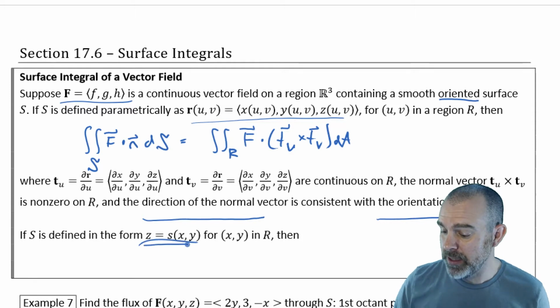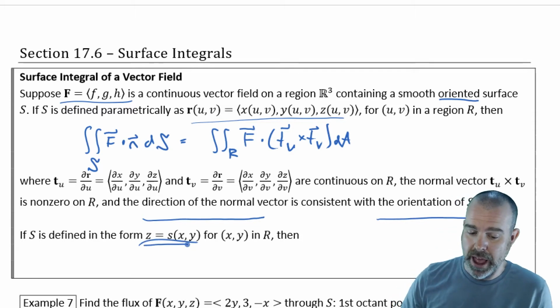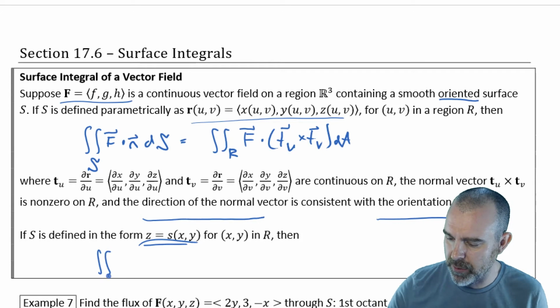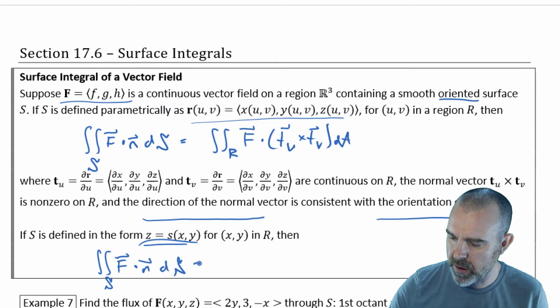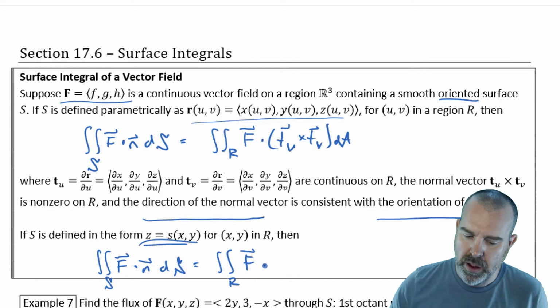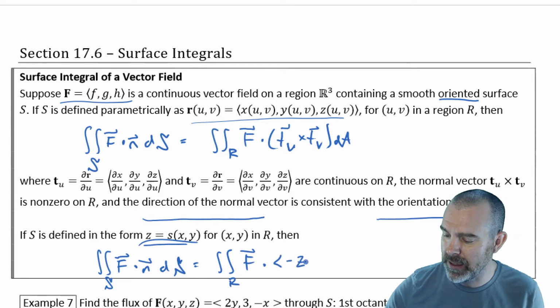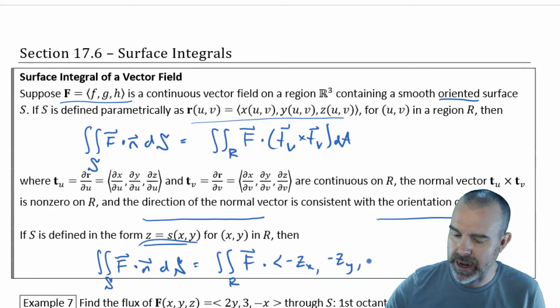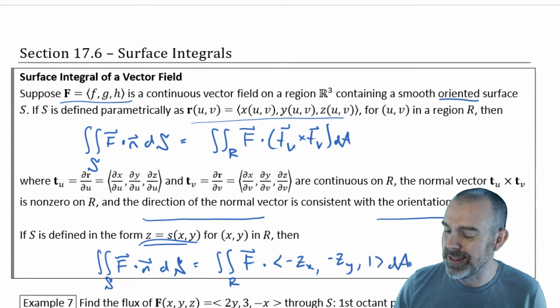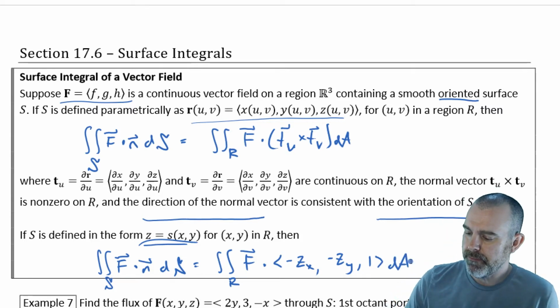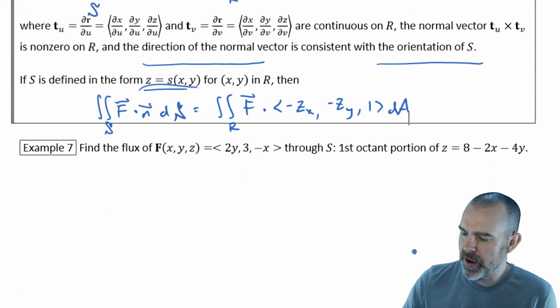If you have an explicit one where z is a function of x and y, you can do that same analysis we did at the beginning of this video, where the cross product becomes negative z derivative with respect to x, negative z derivative with respect to y, and positive 1 dA. And that's in the xy plane. So I think that's actually the example we're going to do here.